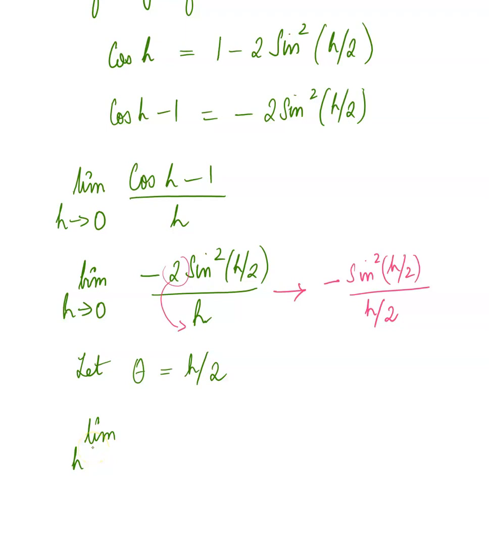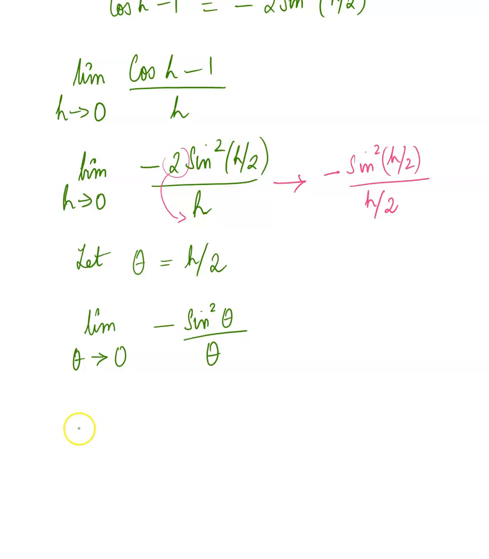Okay. Well, when h approaches 0, you can replace it with theta as well. So that's going to be negative sine squared theta over theta. That's how it looks, right? Now let me pull the negative outside because it's like a constant, like a negative 1. And sine squared theta, I'm going to write as sine theta times sine theta. That's sine squared theta, and one of them can have the theta in the bottom.